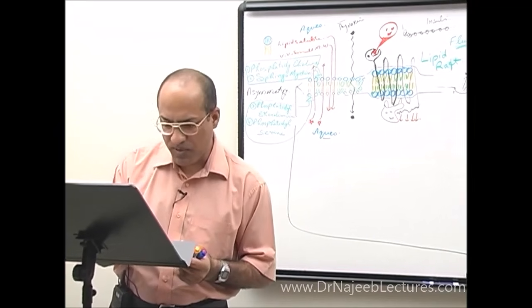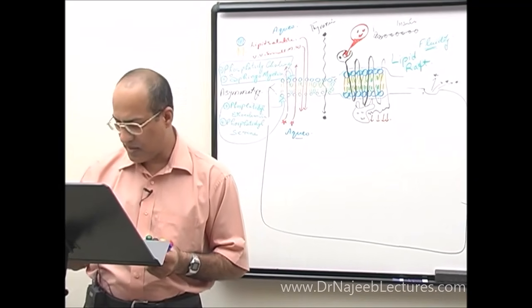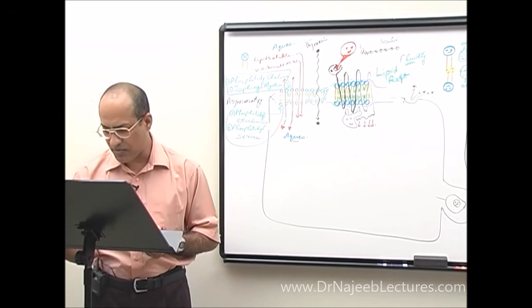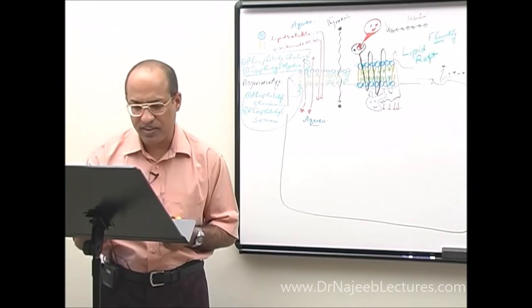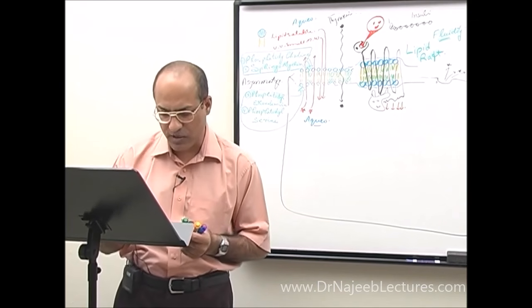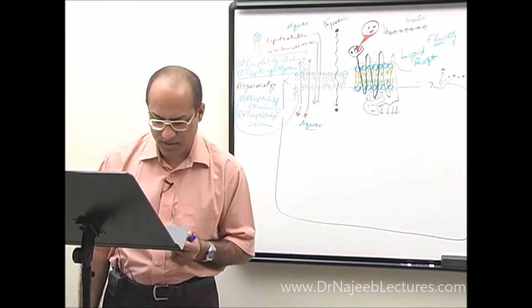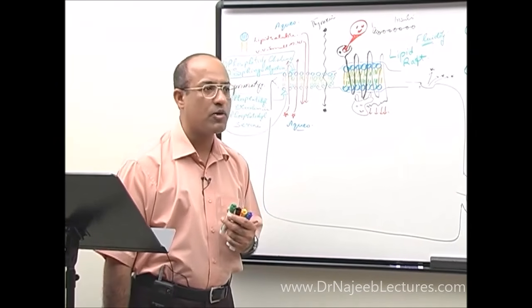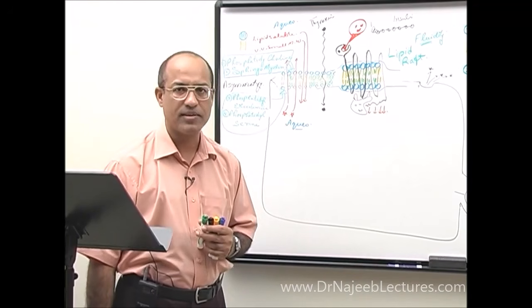Right. So what we have learned up to now is that we have talked about the phospholipid nature of the cell membrane, and we have talked about the lipid rafts present. We have talked about the fluidity and the factors which affect the fluidity. Is that right? We have a break now, then we'll talk about the proteins associated with the cell membrane.